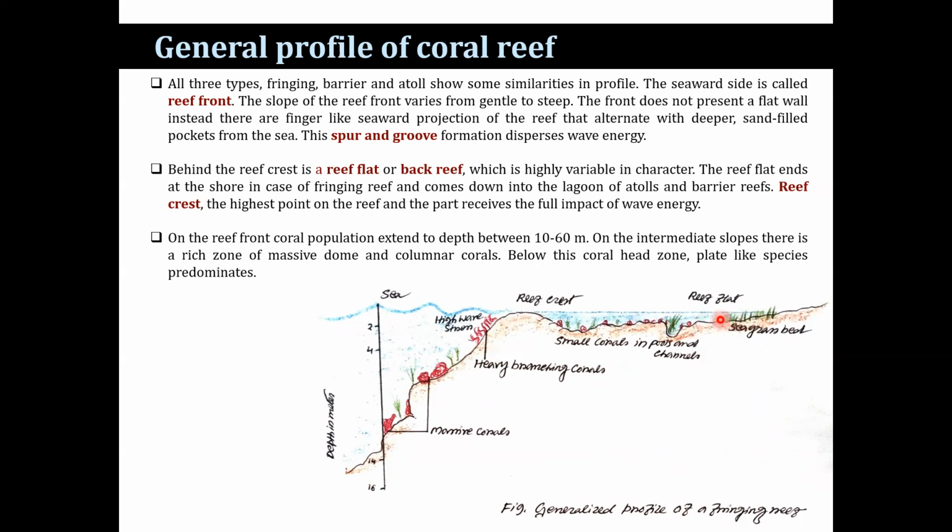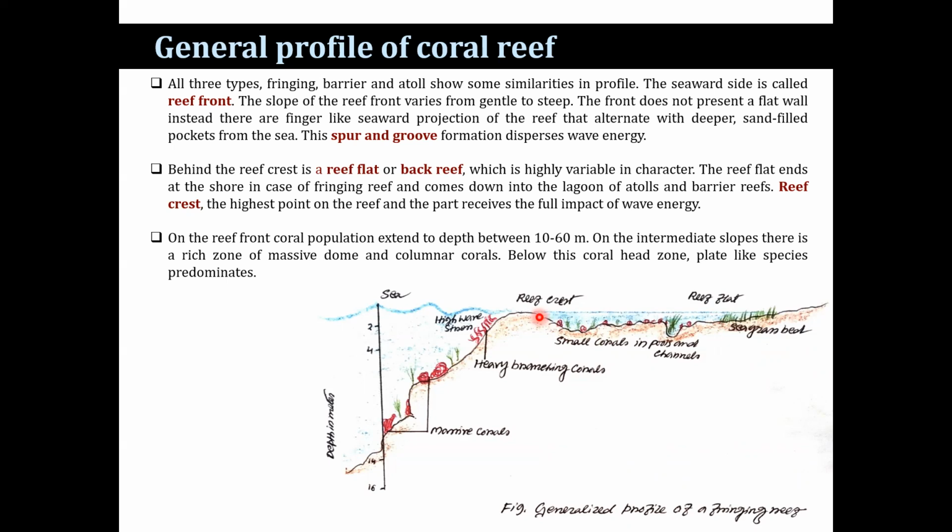Behind the reef crest, there is a reef flat, also known as the back reef, which is highly variable in character. This flat may be short or may extend back several hundred meters. Further back, the flat usually becomes shallow and may even include an intertidal zone. The reef flat ends at the shore in the case of a fringing reef and comes down into the lagoon of atolls and barrier reefs. The reef crest, which you see here, is the highest point of the reef, and this part receives the full impact of the wave energy.